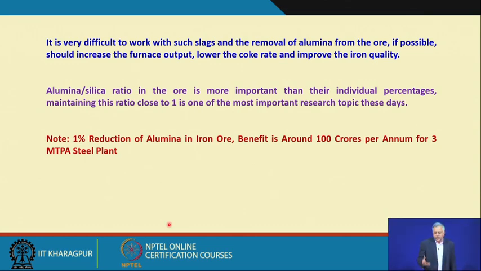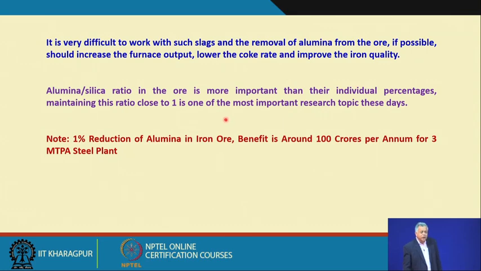Now, when you have more alumina in your iron ore, it is very difficult to work with such slags, and the removal of alumina from the ore, if possible, should increase the furnace output. That is not only the viscosity related issues. If this alumina is removed before it is fed into a furnace, it increases the furnace output, lowers the coke rate and improves the iron quality.